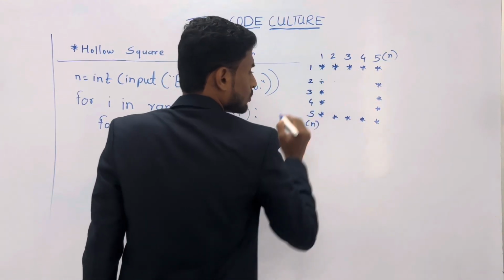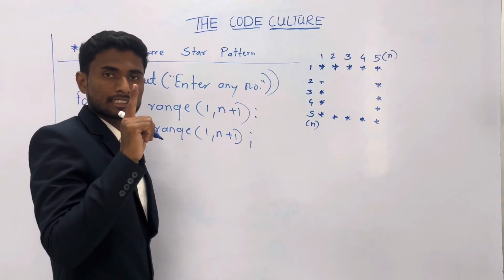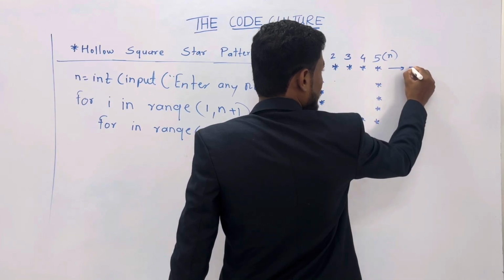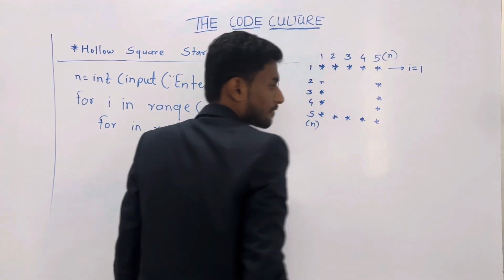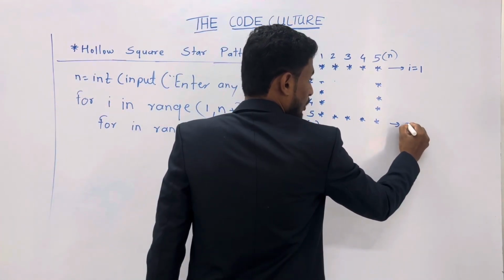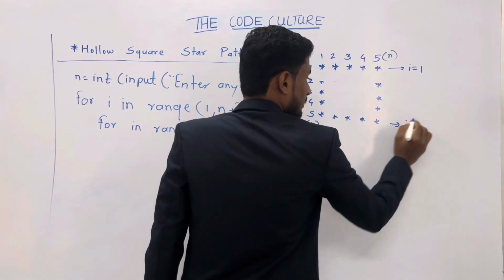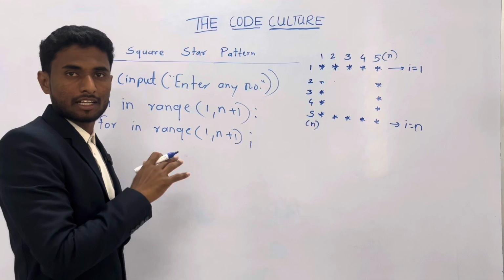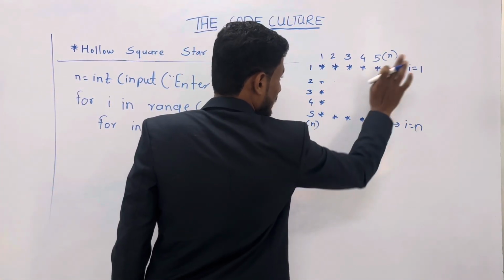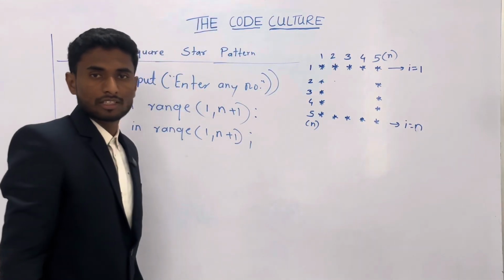For this row, what is this row? First row. For this row, what is the value of i? Value of i is 1. Okay, so for each star we have common thing, that is value of i is always 1. Similarly, for this star the value of i is always 5, which is nothing but n, because we are taking pattern for n number of rows. So always this first line is i equals to 1, equation of first line is i equals to 1, and equation of last line is i equals to n.